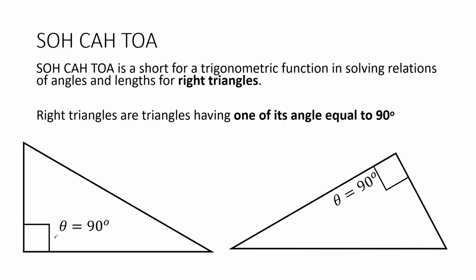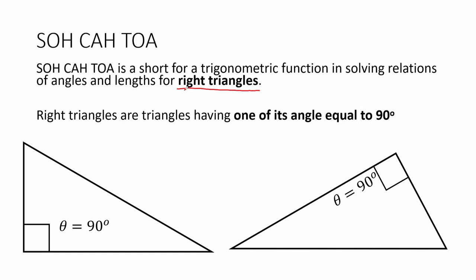In this presentation we look into more details about SOH CAH TOA, which is necessary for determining mathematically the values for vector addition. SOH CAH TOA is short for trigonometric functions used in solving relations of angles and lengths for right triangles.